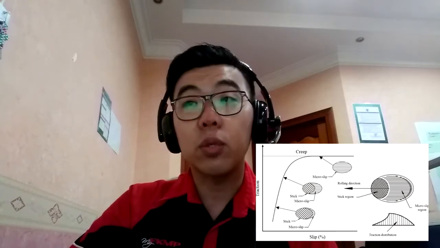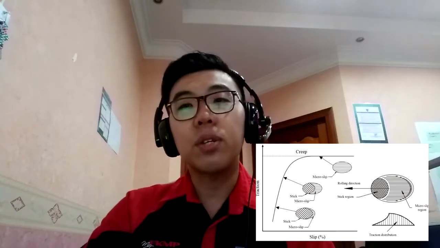So you can see the traction distribution and the region of the slip. When the tractive force is greater than the adhesive weight, the saturation value of the tractive force is reached, resulting in the contact patch being dominated by slip. The contact is then considered as pure sliding.